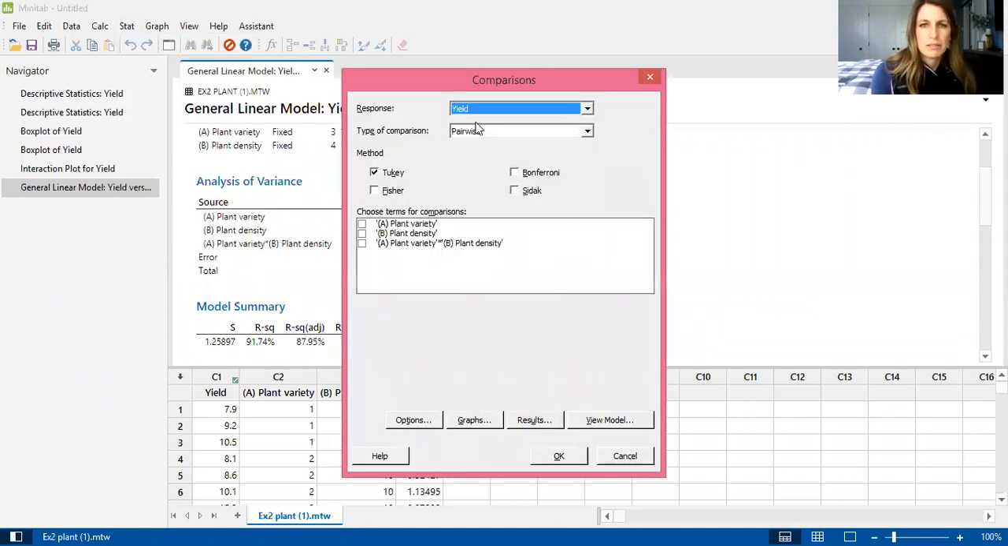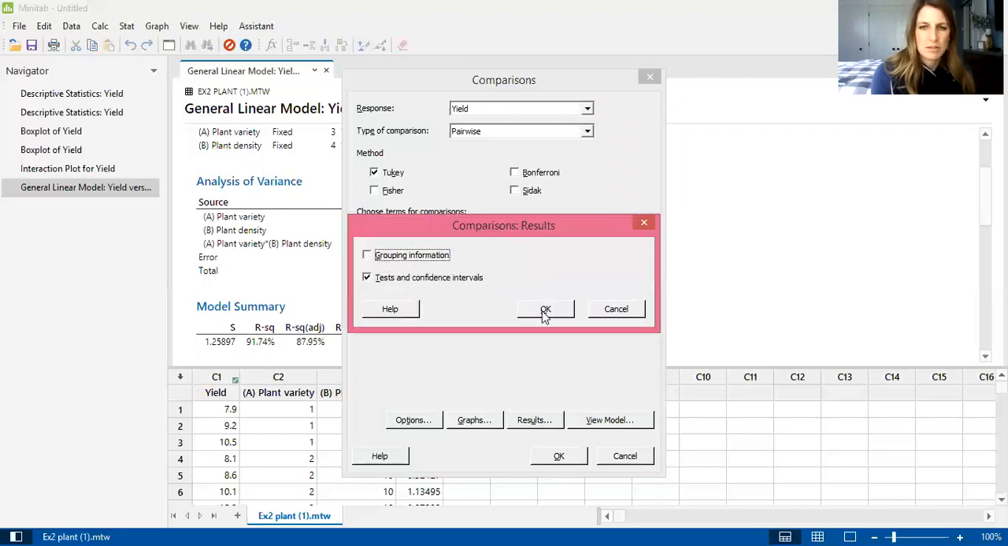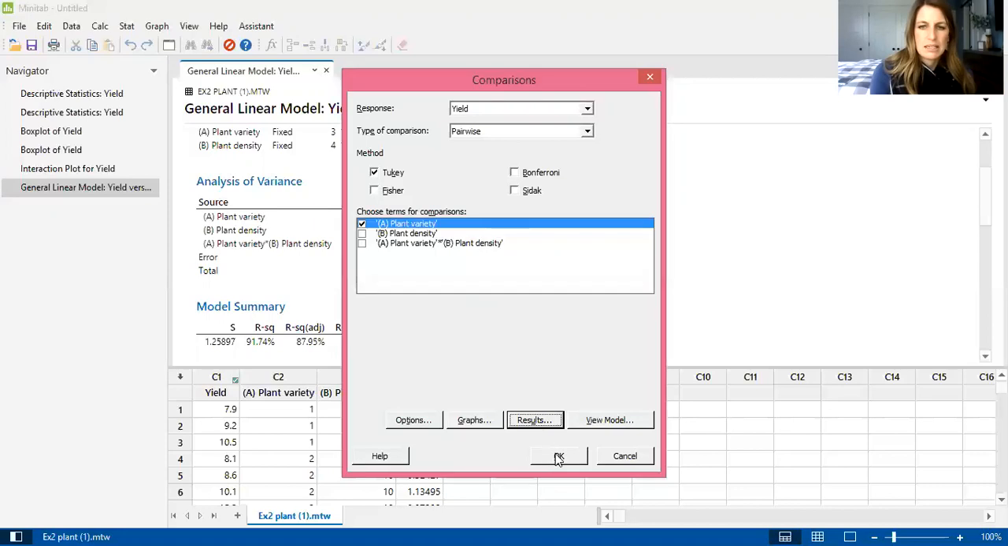When I look at this Comparisons window, everything I had in my model should be in here, because that's what this is from, my model. It's my yield, my pairwise, Tukey's, and I'm going to just click on A first, because I just want to look at that one first. Again, in my results, I want to have my test and intervals come out. And click OK. So I'm going to get one set here.